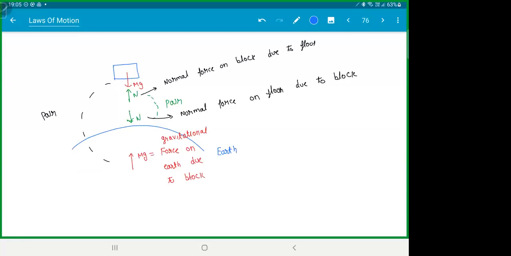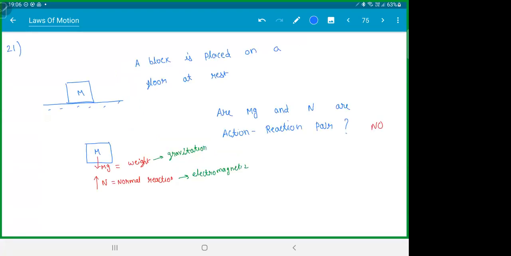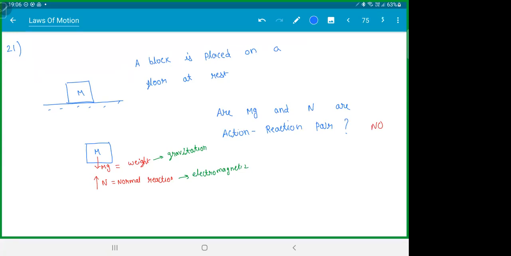Please check this out. Could you show the last page? This one? The last, the previous question one? Yeah. Yes, sir. All got this? Any doubts on this question?